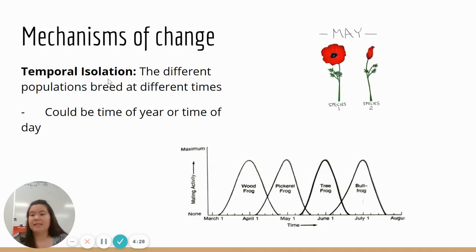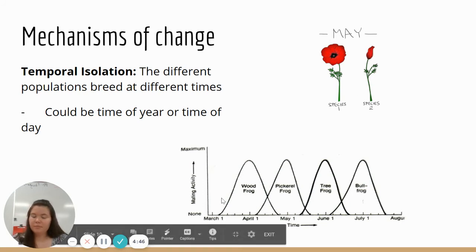Temporal isolation is about time. So temporal, think time. Put your T and your T together. So the different populations breed at different times. So they can be right next to each other, but this species is open to breed in May and this species is closed, so they're not going to breed together. You see the same thing with our frogs down here. All these frogs could live in the same pond, but you'll never have a wood frog and a tree frog breeding together and making offspring because the wood frog breeds in April and the tree frog breeds in June. So temporal is time.